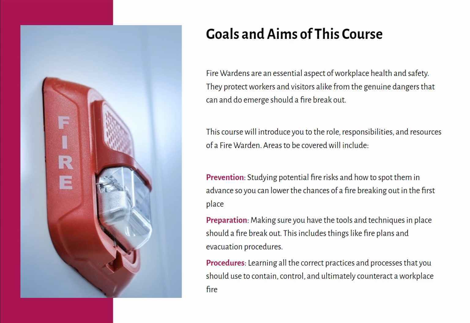Areas to be covered will include prevention, studying potential fire risks and how to spot them in advance so you can lower the chances of a fire breaking out in the first place. Preparation, making sure you have the tools and techniques in place should a fire break out. This includes things like fire plans and evacuation procedures. Procedures, learning all the correct practices and processes that you should use to contain, control, and ultimately counteract a workplace fire.